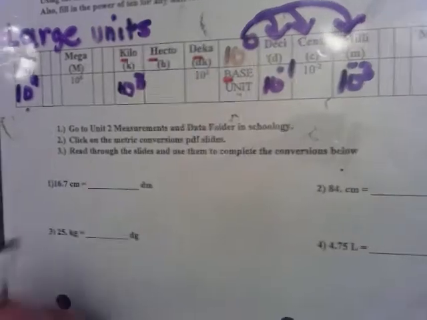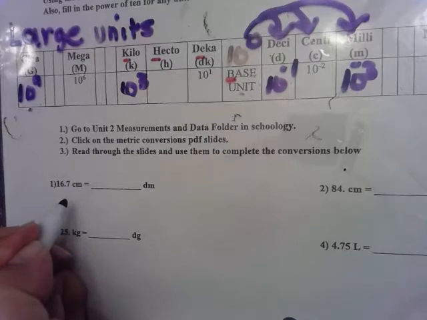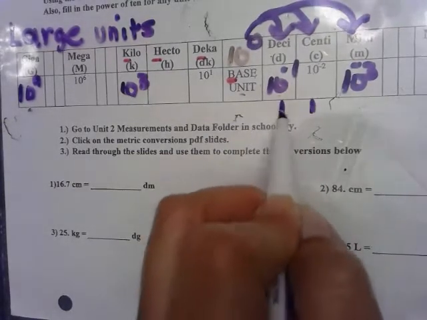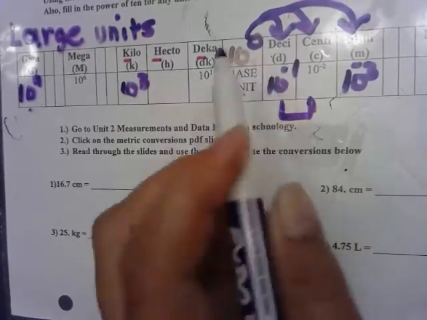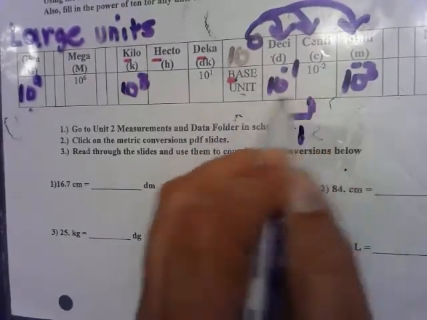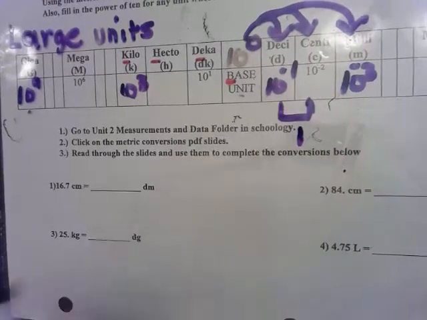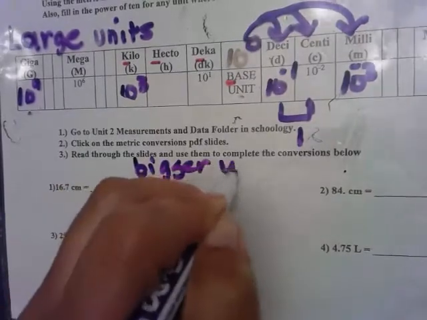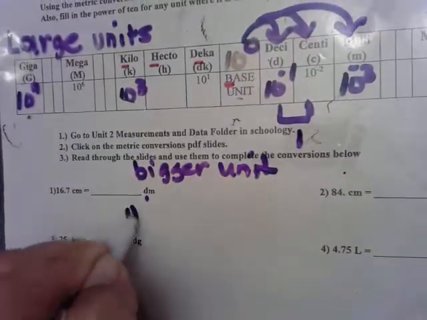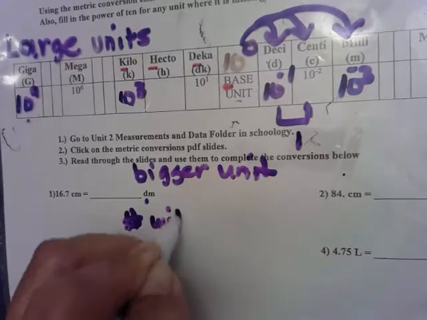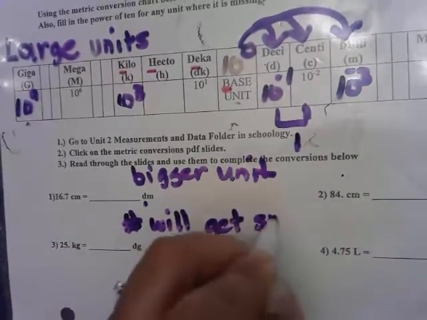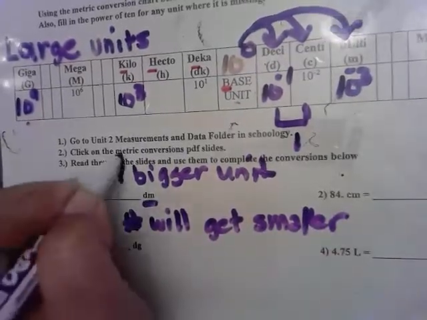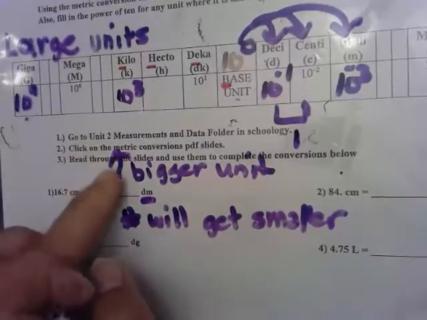What we're going to do is take 16.7 centimeters and go to a decimeter. Centi and deci are just one power place apart, one place on the number line. But deci is a bigger unit, so the number will get smaller. You're going to go the opposite way. When the unit you're going to is getting bigger, the number has to get smaller.